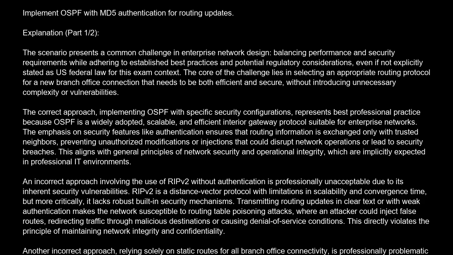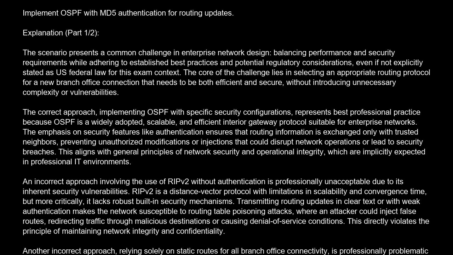The correct approach, implementing OSPF with specific security configurations, represents best professional practice because OSPF is a widely adopted, scalable, and efficient interior gateway protocol suitable for enterprise networks. The emphasis on security features like authentication ensures that routing information is exchanged only with trusted neighbors, preventing unauthorized modifications or injections that could disrupt network operations or lead to security breaches. This aligns with general principles of network security and operational integrity, which are implicitly expected in professional IT environments.